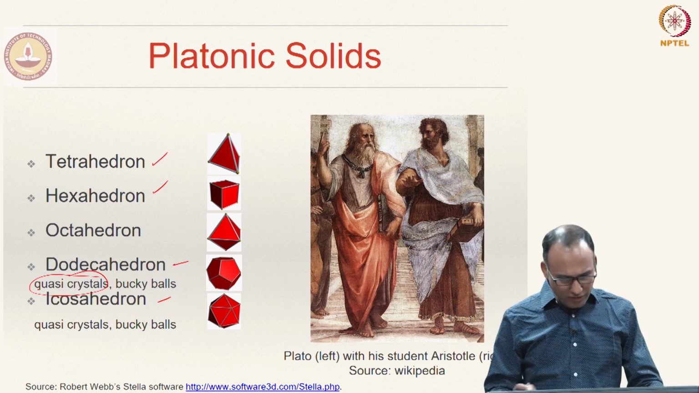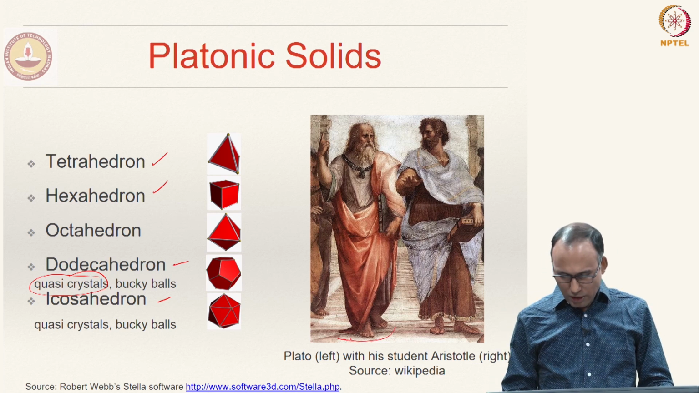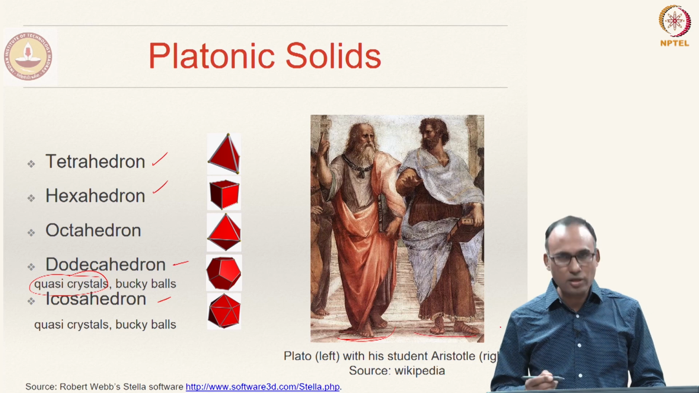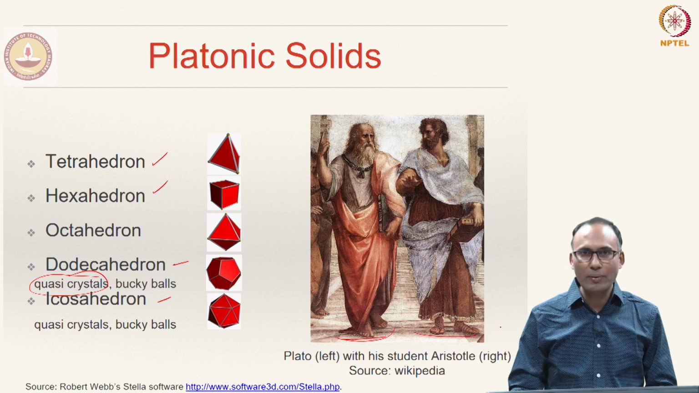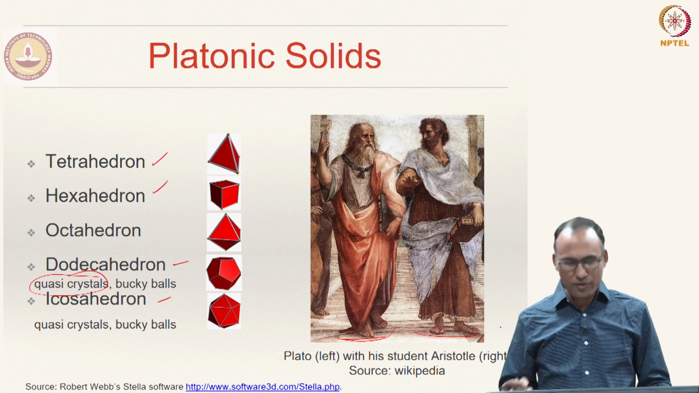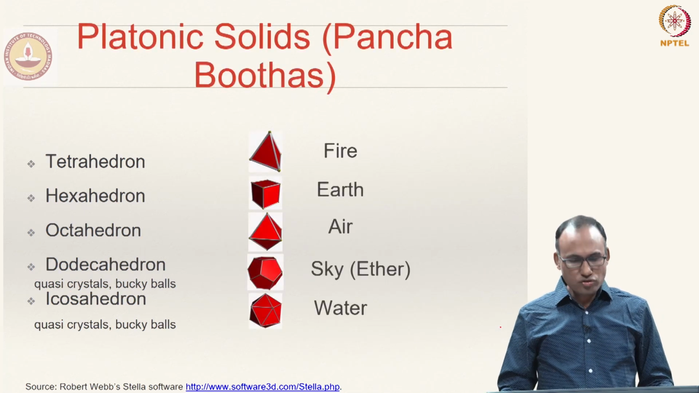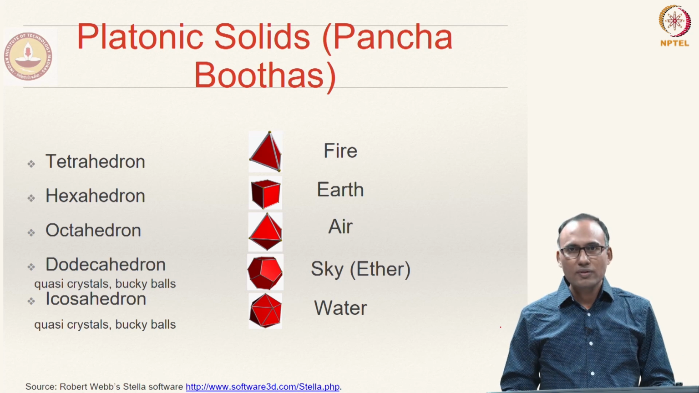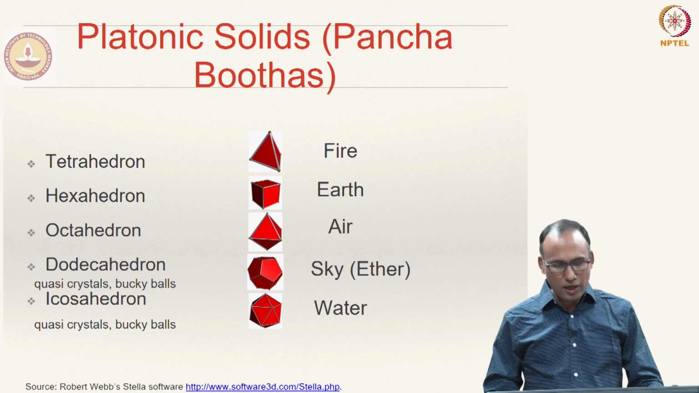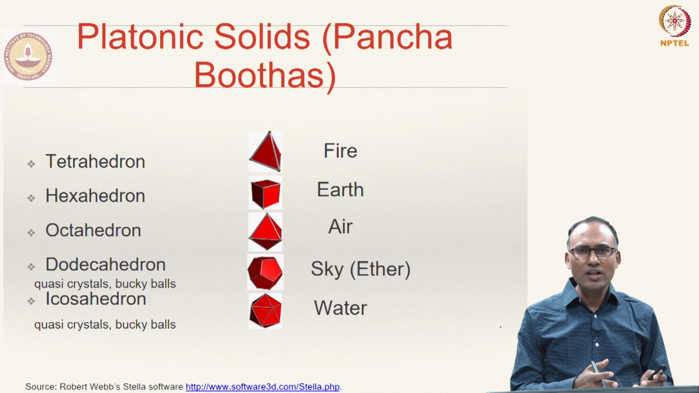Okay. So, here we are showing Plato on left and with his student Aristotle. Aristotle also is one of the famous Greek philosophers who we are familiar with as well. Alright. So, these Platonic solids are also connected. So, there are 5 of them.